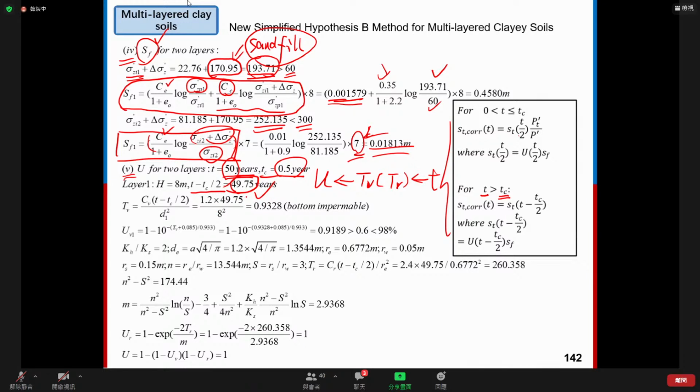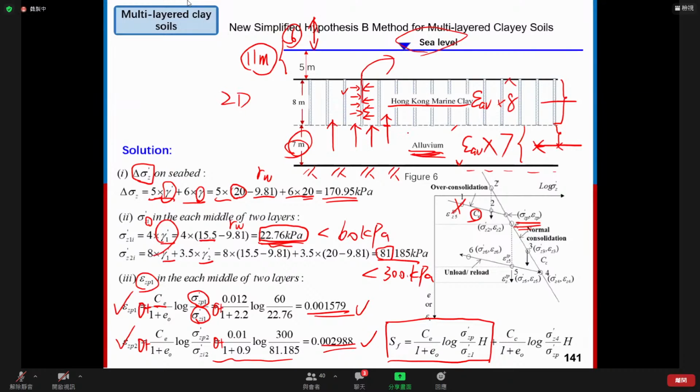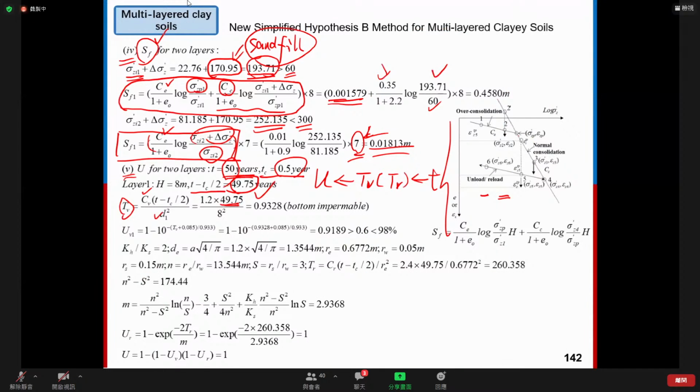We use this corrected time to calculate TV. CV we know, D again. For the Hong Kong marine clay, D is equal to 8, because we already discussed that the longest drainage path length for Hong Kong marine clay is from here to the top. So the length here is equal to 8 meters. So we use 8 to represent D here. So we get this result.